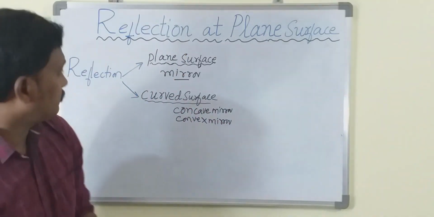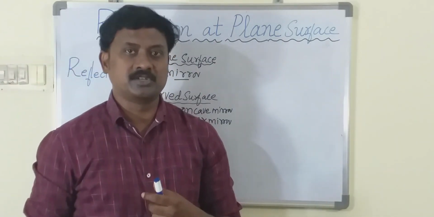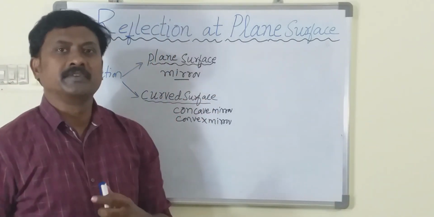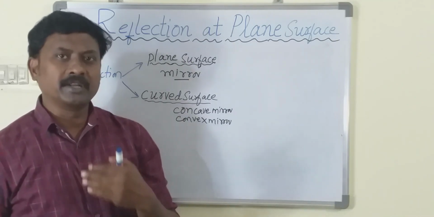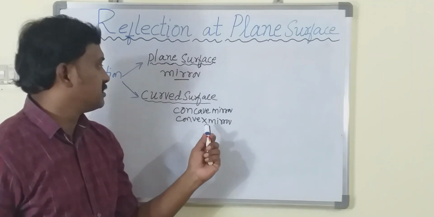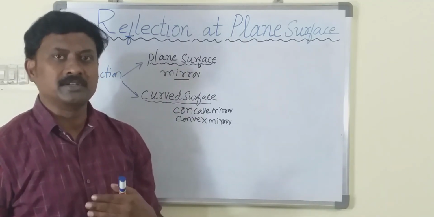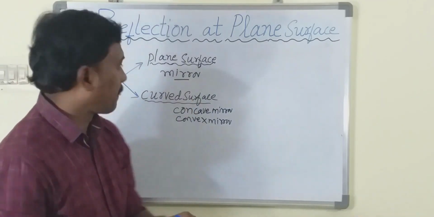Now let us study about the characteristics of the image formed in the plane mirror. The characteristics of the image formed in the plane mirror as well as the curved surface are different. So let us see the characteristics of the image formed in the plane mirror.